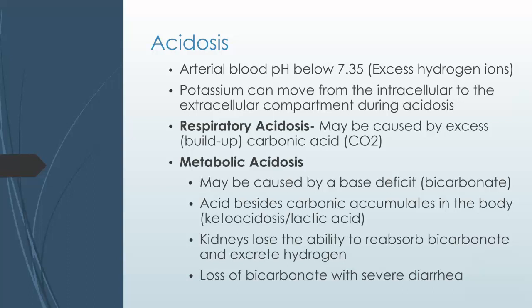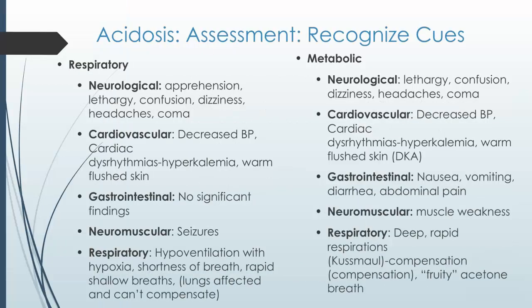Acid besides carbonic accumulates in the body like a ketoacidosis or a lactic acidosis, and we'll talk about some of those causes there. Or the kidneys lose the ability to reabsorb bicarbonate and excrete hydrogen, or there is a loss of bicarbonate with severe diarrhea. So with acidosis, there are some similar signs and symptoms. So we know our assessment, recognizing cues, the signs and symptoms. Whether it's respiratory or metabolic, notice that we have some of that lethargy, some of that confusion. Both of them have headaches, coma potentially. So a lot of these are similar for neurological.